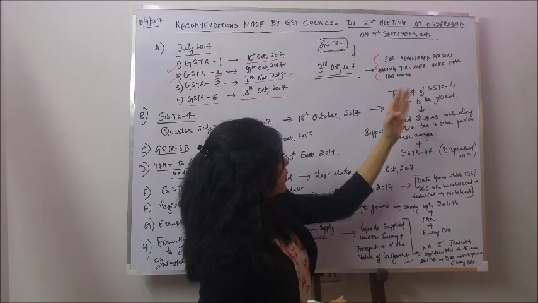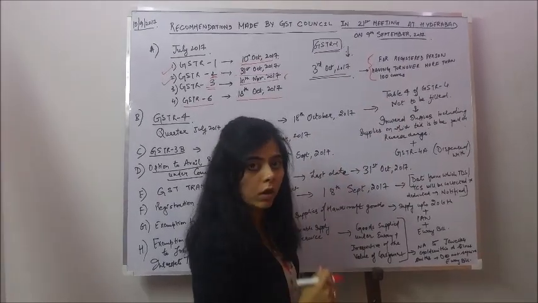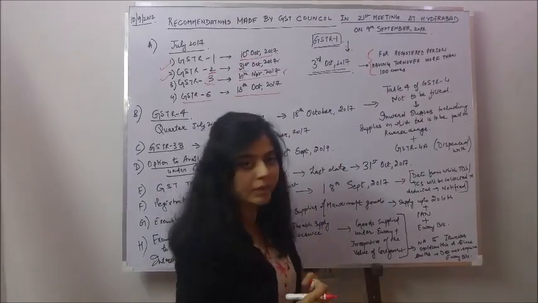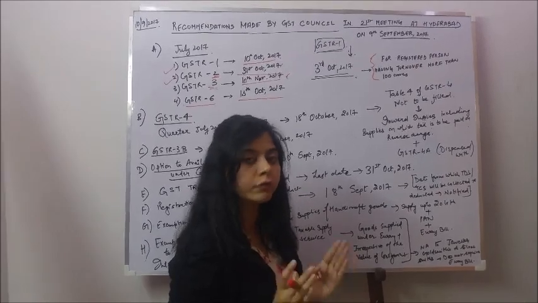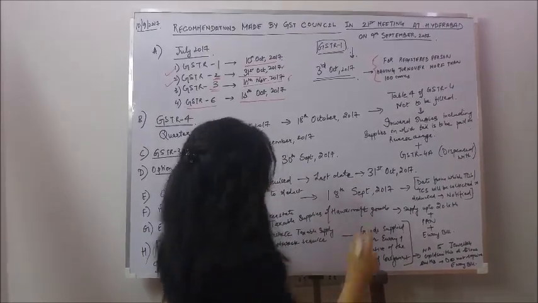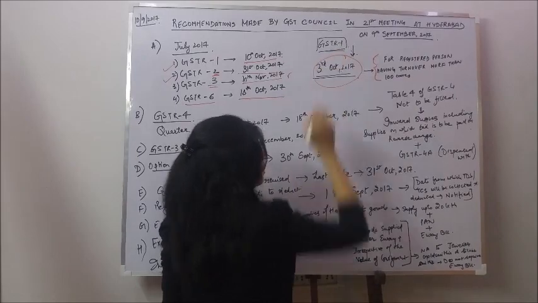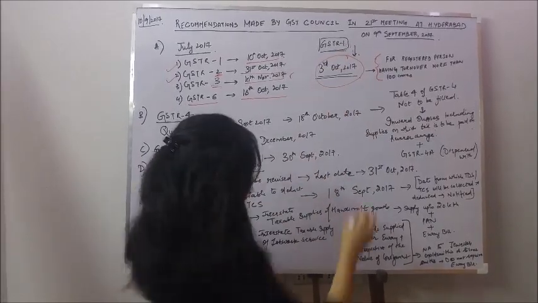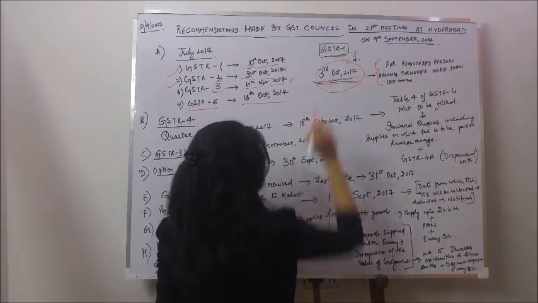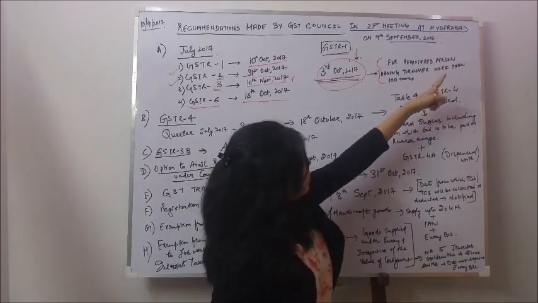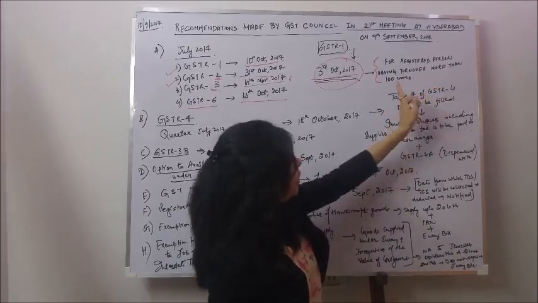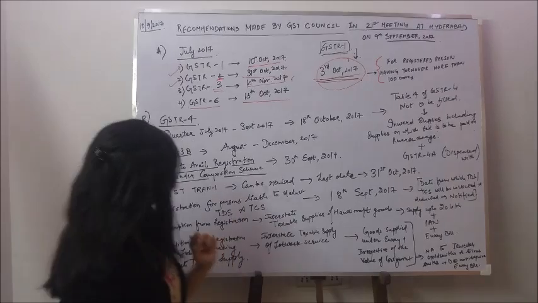For registered persons having aggregate turnover of more than 100 crore rupees, the due date for GSTR 1 is 3rd October 2017. It's 3rd October 2017 for the registered persons having aggregate turnover of more than 100 crore rupees.